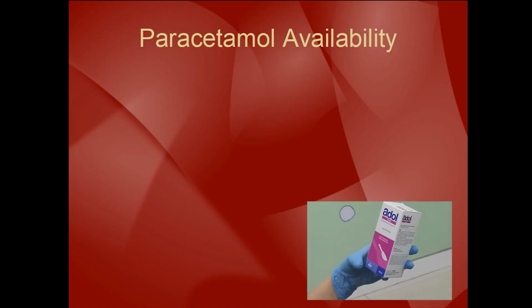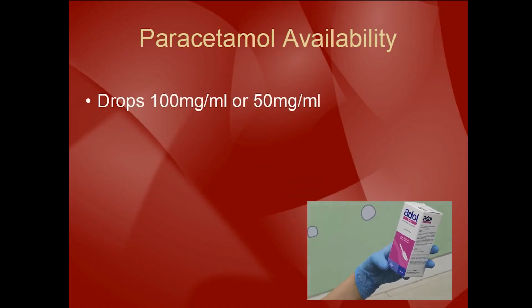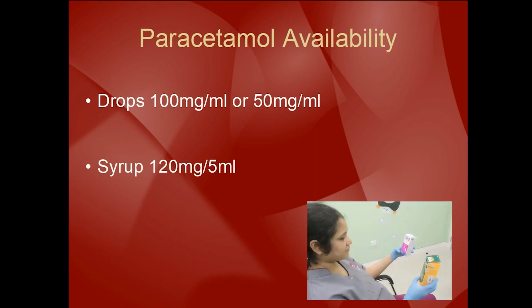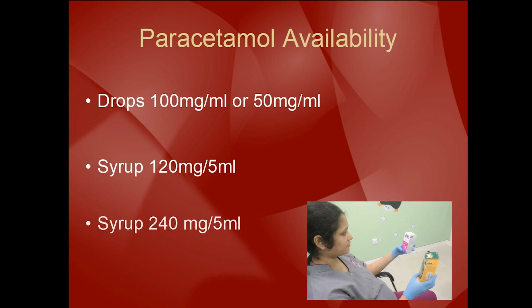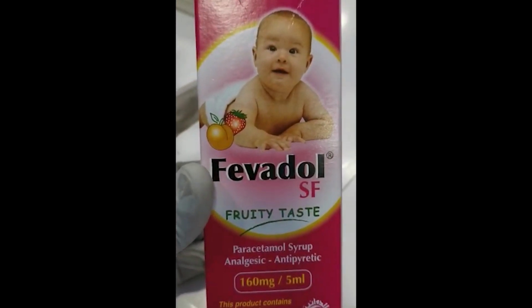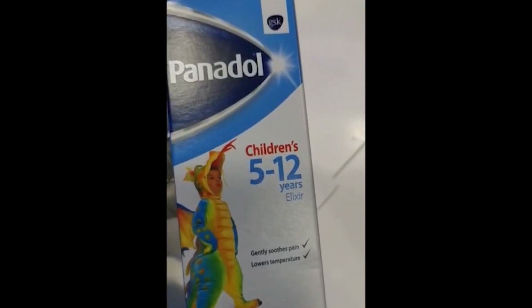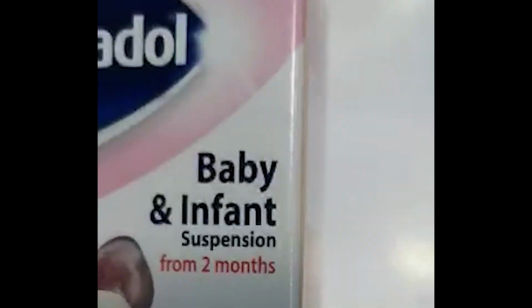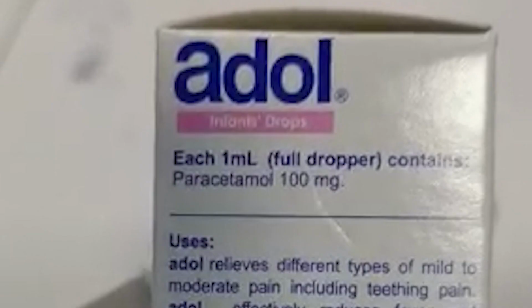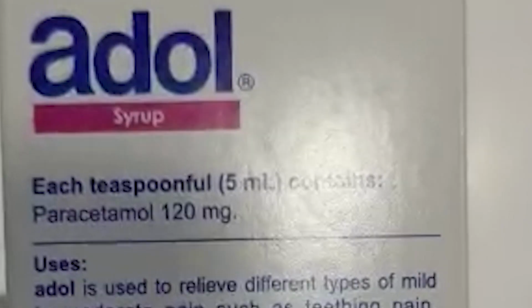Paracetamol is available as drops 100 mg per ml, or as syrup 120 mg per 5 ml, or 240 mg per 5 ml, or even 160 mg per 5 ml. Fevadol 160 mg per 5 ml, Panadol 240 mg per 5 ml, Adol baby and infant 120 mg per 5 ml, Adol drops 100 mg per ml, Adol syrup 120 mg per 5 ml.